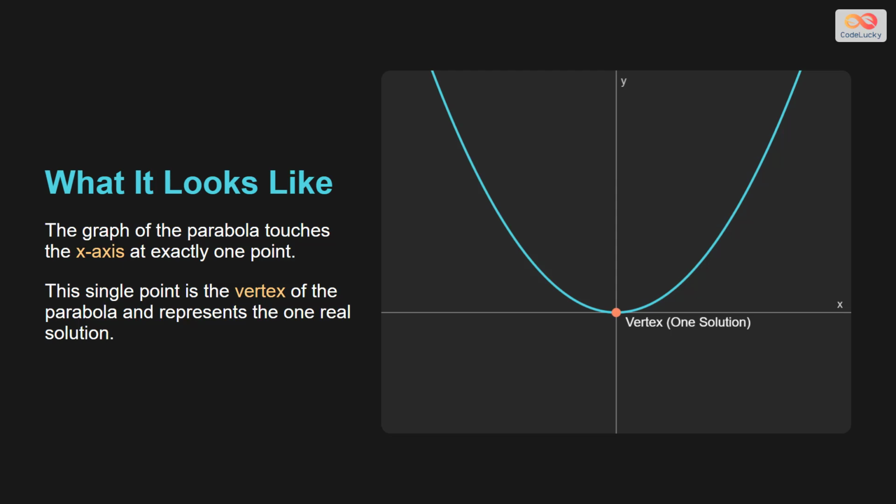Visually, this is very interesting. When you graph a parabola for an equation with one real solution, it doesn't cross the x-axis twice. Instead, its turning point, or vertex, sits perfectly on the x-axis. That single point of contact is the solution.